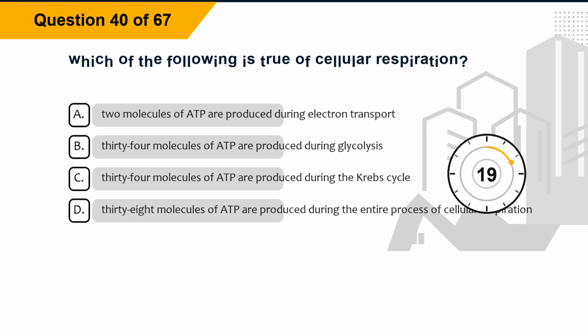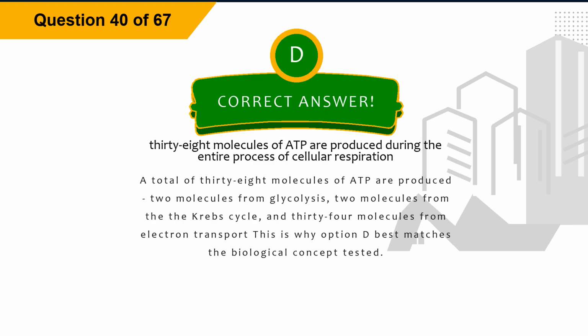Option A, 2 molecules of ADP are produced during electron transport. Option B, 34 molecules of ADP are produced during glycolysis. Option C, 34 molecules of ADP are produced during the Krebs cycle. Option D, 38 molecules of ATP are produced during the entire process of cellular respiration. The correct answer is option D, 38 molecules of ATP are produced during the entire process of cellular respiration.